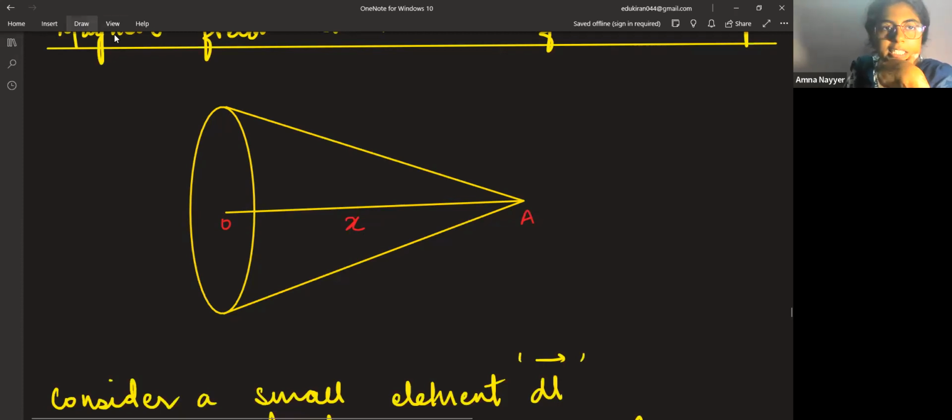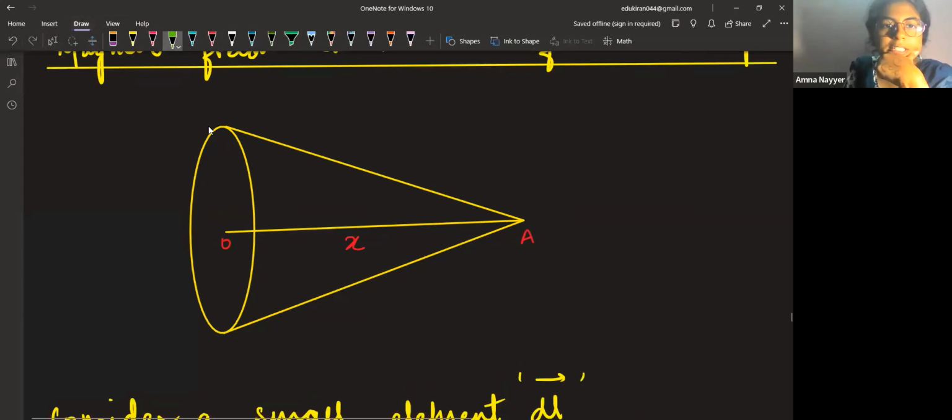I have taken the current element. See, this is dL. I have told you this will be tangential. So from dL to this point A, I have taken the separation. What do we call this? We call this the position vector, the radius vector, position vector. Also, over here, you have the radius of the circle.